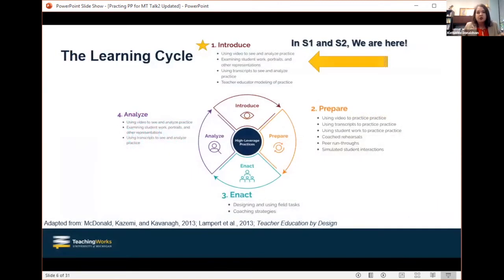So Teaching Works uses this model called the learning cycle. You may be well familiar with it. And we took a first glance at this and we were like, oh, we do this. We totally do this. We introduce things and we do a model lesson. We sort of prepare the kids, and then we go out and we enact. We enact in the field, and we're all about field-based. And then we go and we write reflections and we analyze. This is UTeach. We do this already.